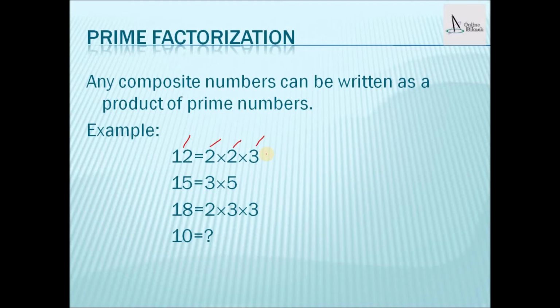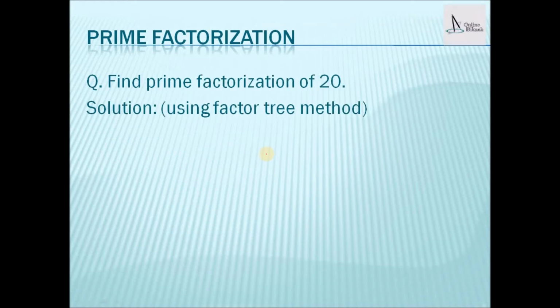Okay, but now my dear students, how will we find the prime factorization of a number? What is the method to find the prime factorization of a composite number? This method will be discussed in this video. Since 12, 15, 18 and 10 are all smaller numbers, we can easily tell the prime factorization of those numbers. But in case of a bigger number, say 180, or say 200, or say 300, what will we do in that case? Okay, let us see what is the method of prime factorization.